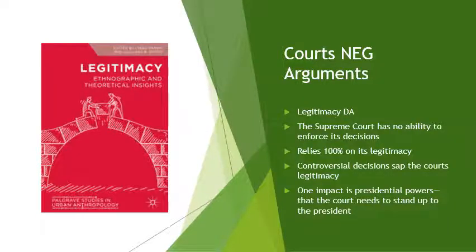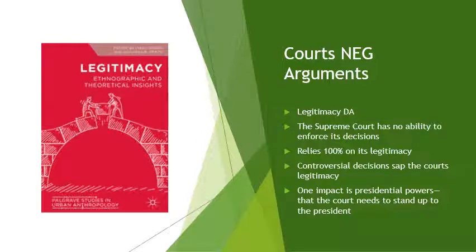So, the first primary negative argument against a Supreme Court case is the legitimacy disadvantage. And as I allude to in the affirmative lecture, the Supreme Court actually has no ability to enforce its decisions. Alexander Hamilton said the court would be the least dangerous branch because it possesses neither the purse, it has no money to enforce its decisions, and it has no military to enforce its decisions.